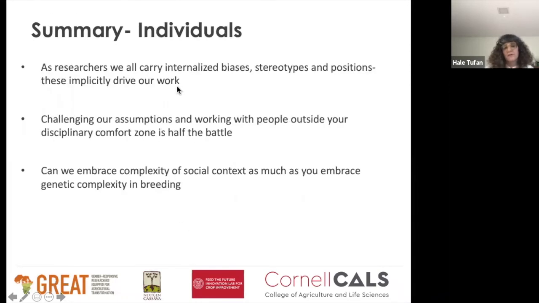And I think as individuals, especially in these plant breeding seminars for students as well, is to understand that as researchers, we all carry internalized biases, stereotypes, and positions, and whether we realize it or not, these implicitly drive our work. So kind of being aware of that, I think, is really important as we try to shift the narrative to be more inclusive and to be more impactful in our plant breeding work. And that challenging our assumptions and working with people outside of our comfort zone is really half the battle, because it is not easy to have these conversations.